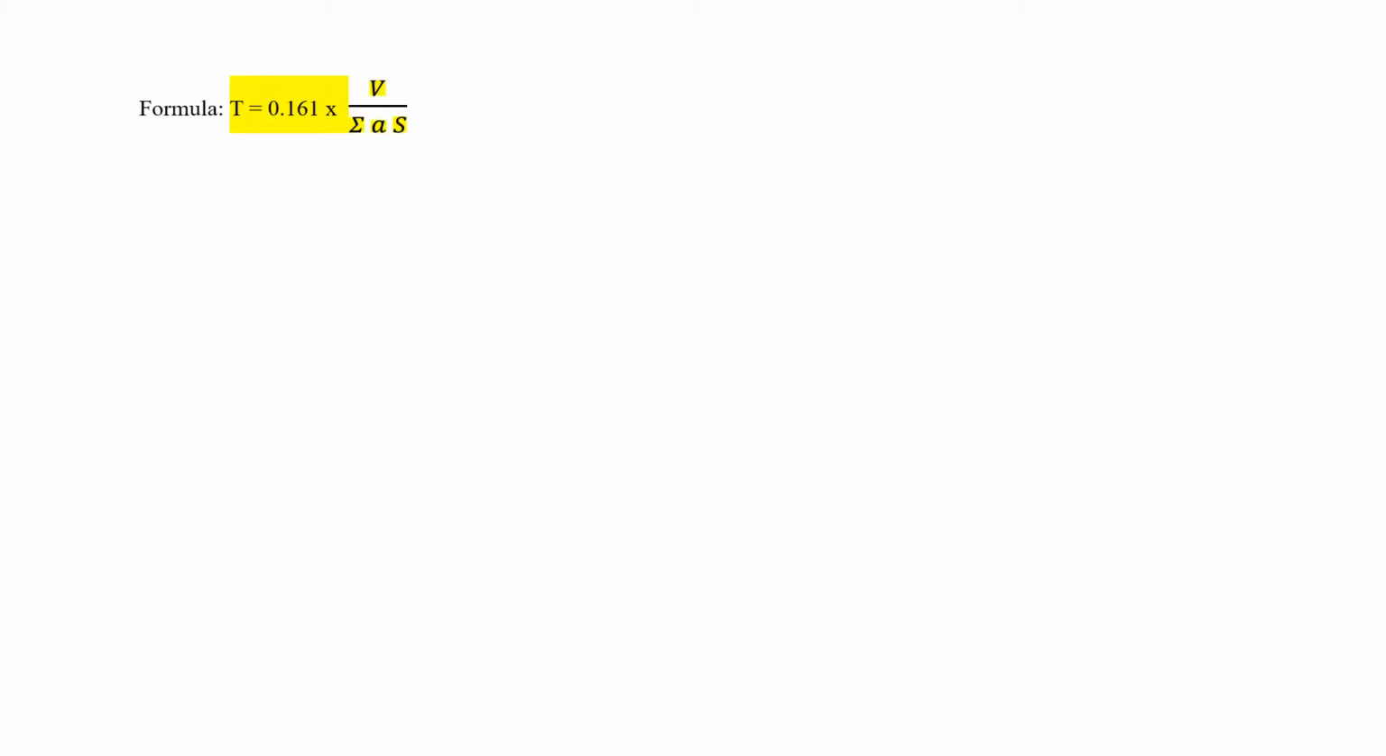We know the formula T is equal to 0.161 V upon summation A into S. V is the volume of the hall. Average absorption coefficient is provided in the given statement. Surface area is not provided directly. So here we need to have the surface areas of the walls present in the room, and we are going to consider the surface area of floor and ceiling in that particular case. So here the formula will become T is equal to 0.161 multiplied by V upon average absorption coefficient multiplied by 2 in bracket L into B plus B into H plus H into L.